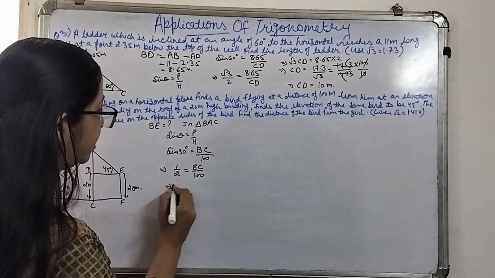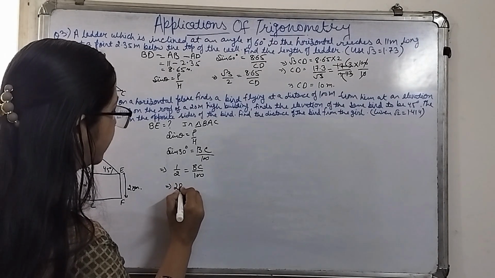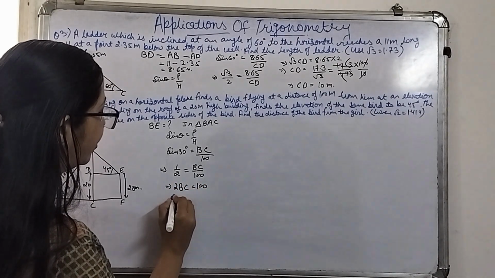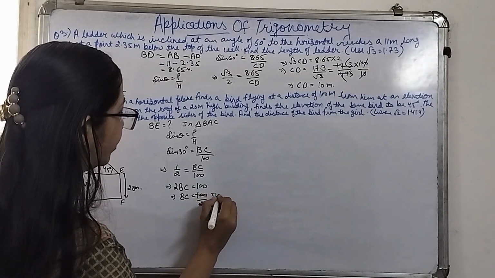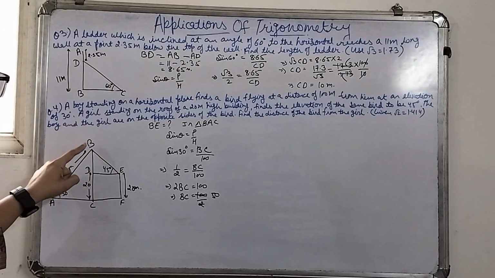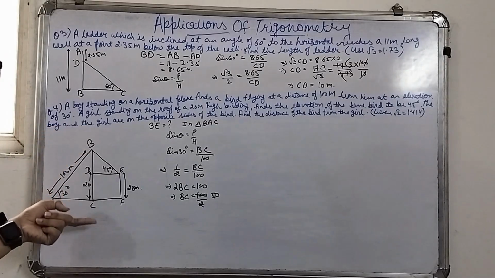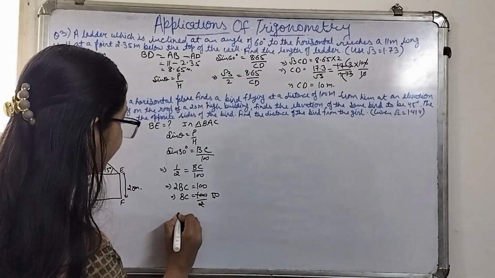If we solve it further, it will be 2 times BC is equivalent to 100, or we can say BC is 100 over 2, that is 50. That means this position of the bird from the bottom is 50 meters high. So BC is 50.